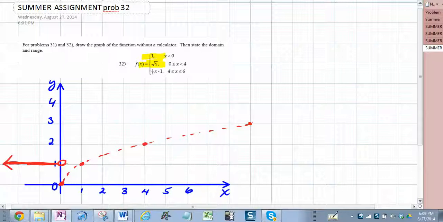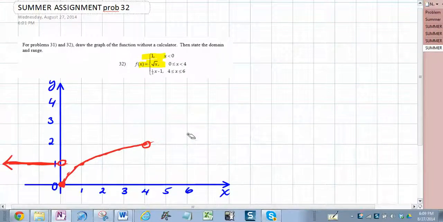I only need the portion when x starts at 0 and goes to 4. I want to include 0, so a closed circle there. I do not want to include 4, so an open circle there. And I don't want the rest of the graph.